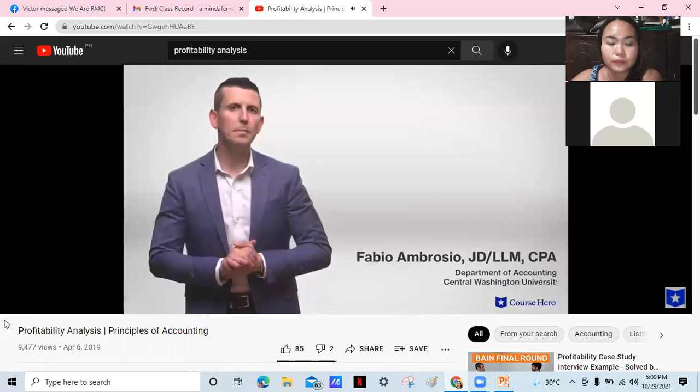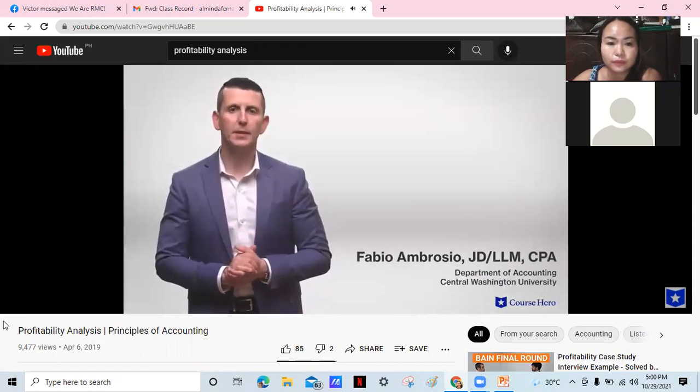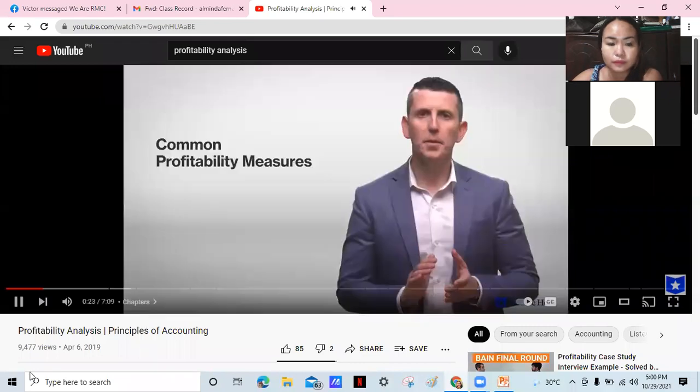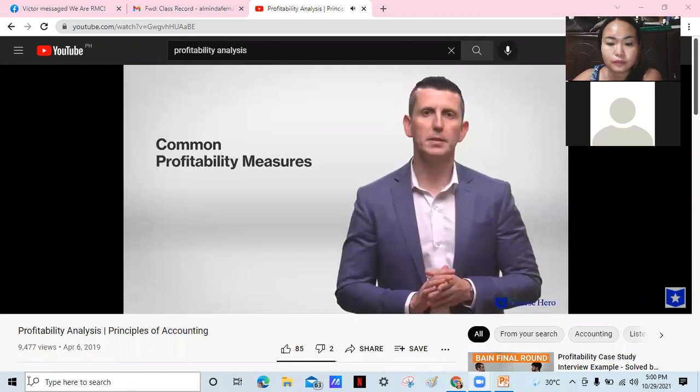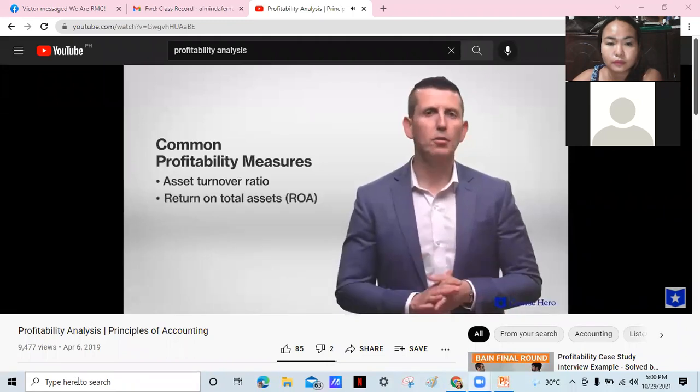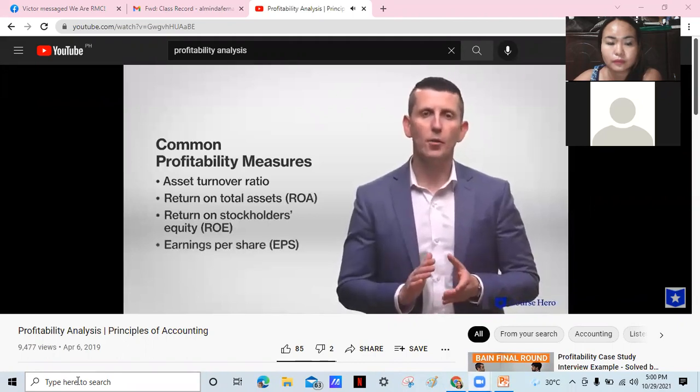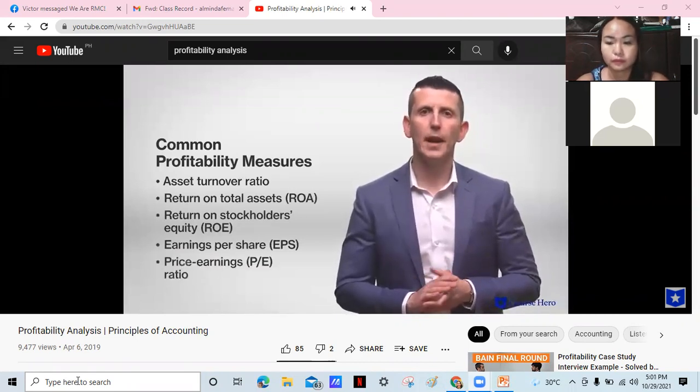The ultimate goal of any business is to generate a sustainable profit. Profitability analysis provides an opportunity for both business owners and managers to evaluate the ability of the business to generate profit in the future. The most common profitability ratios used to assess the profitability of a business are: 1. The asset turnover ratio, 2. Return on total assets or ROA, 3. Return on stockholders' equity or ROE, 4. Earnings per share or EPS, 5. The price earnings ratio or PE ratio, and 6. Dividends per share.